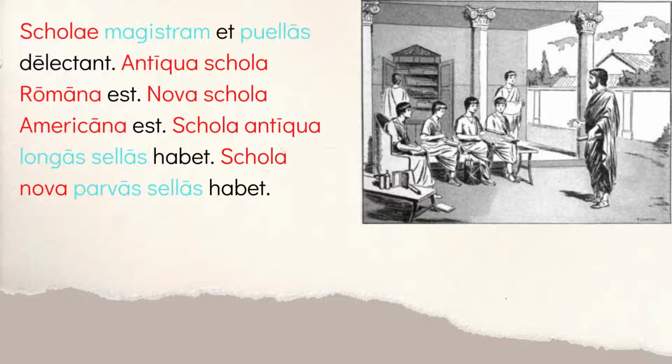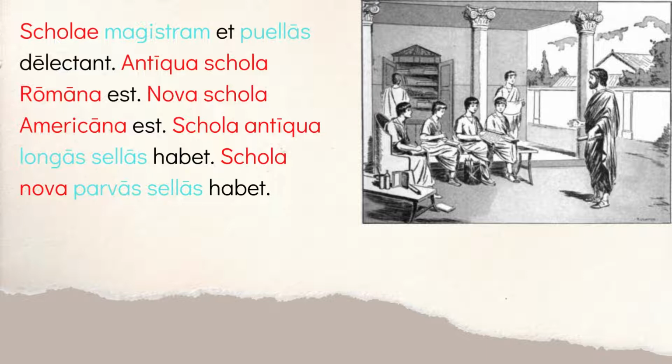Then we have Antiqua Schola Romana Est. So the ancient school, Antiqua Schola, est, it is Romana, is Roman, right? Or another way to translate this is to say the Roman school is ancient. But it probably makes more sense to say the ancient school, the one that we're talking about, is Roman, which makes sense. Especially when you take it with the next line, Nova Schola Americana Est. So the new school is Americana, is American.